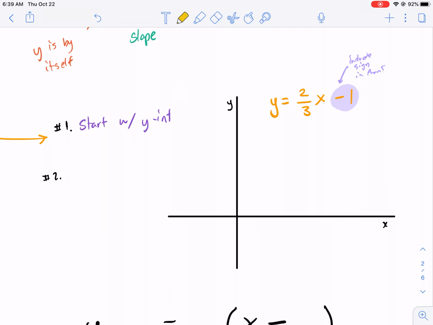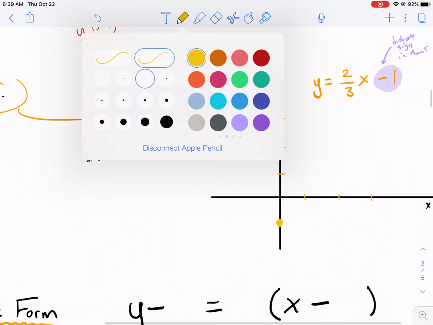I wish there was little lines on this, but we'll make do. So let's call that 1. We can call that 1, 2, 3. We can call this 1, 2, 3. Okay, that's close enough.